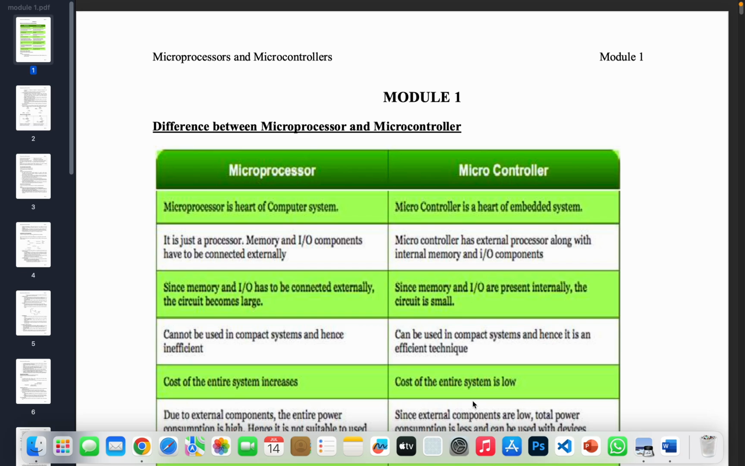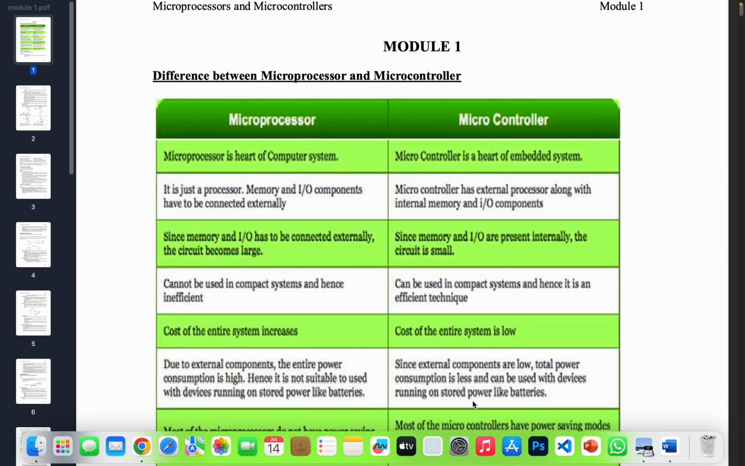Today I am going to explain about Microcontroller Module 1, CSC 4th semester VTU, BCS402 code subject. First we have discussed the Module 1 important questions. The first question is the difference between the microprocessor and microcontroller.